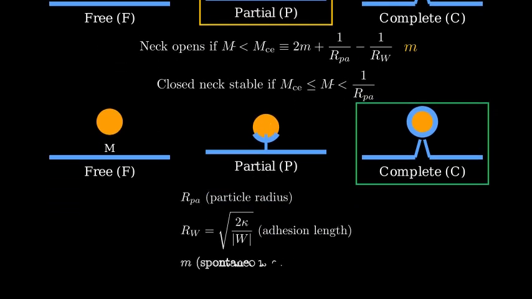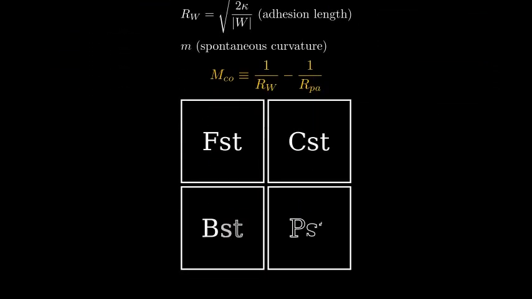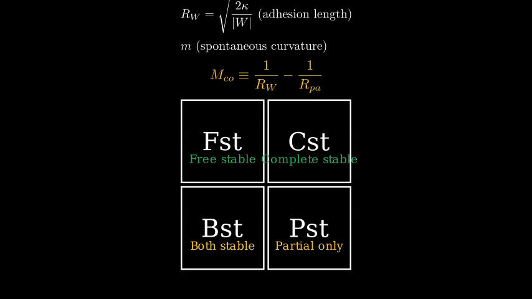Notice these conditions depend on three material and geometric parameters: particle size r sub pa, adhesion length r sub w, and spontaneous curvature m. In fact, particle size and adhesion strength often appear via the contact mean curvature, M sub co equals 1 over r sub w minus 1 over r sub pa. Combining the stability of the free state and the closed neck gives four regimes: FST, free stable; CST, complete stable; BST, bistable with both free and complete stable; and PST, partial only.